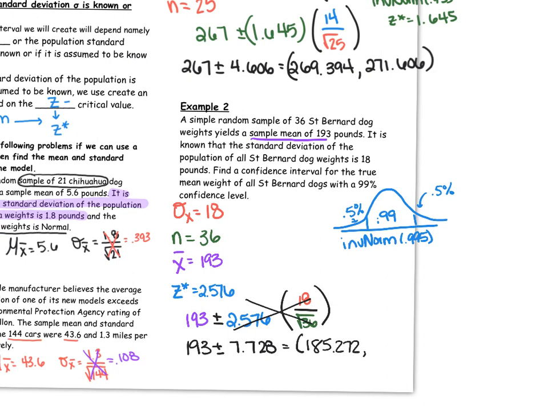185.272 is the lower bound. 193 plus 7.728. That was a great question, Casey, by the way. Thanks for asking. Hey, make sure you write the lower bound first and the upper bound next. 200.728 is the upper bound.